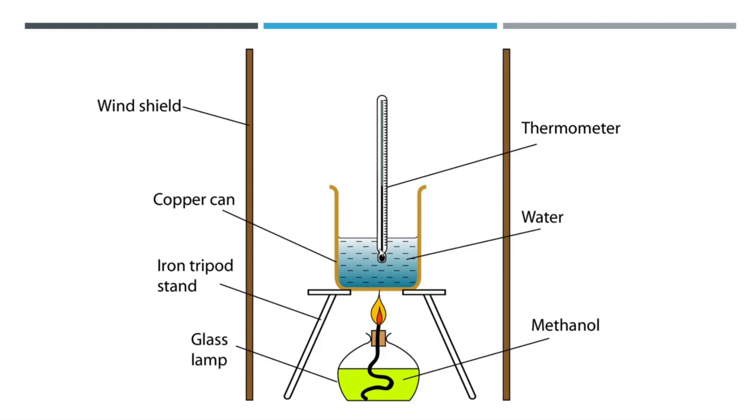And also the thermometer should be set up exactly like this. This is a good placement of the thermometer because we are only interested in the temperature of the water, not the temperature of the copper can. If we just rested the thermometer at the bottom of the beaker, we would be measuring the temperature of the copper can and not the water. So this is the general experimental setup.